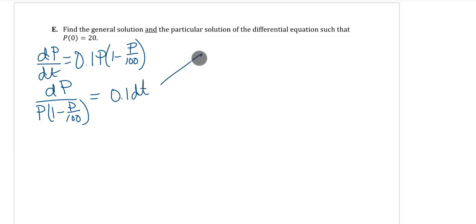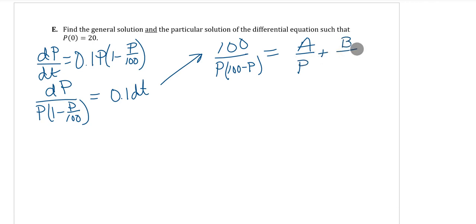Okay, and then doing our partial fractions, if we rewrite that like we did before, we'll have 100 over P times 100 minus P. And we can rewrite this now as A over P plus B over 100 minus P. Using our little trick, if we let P equals 0, looking at our original function, we're just looking at 100 over 100, so we get an A of 1. And if we let P equal 100, so we cancel out that part of the denominator, we'll have 100 over 100, so we get B equals 1. So they both work out to be 1.